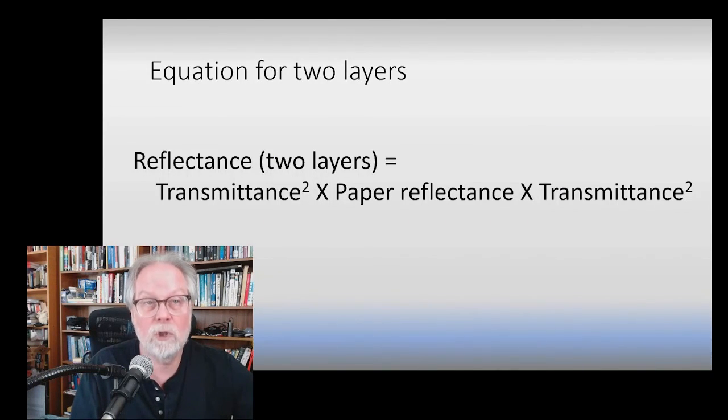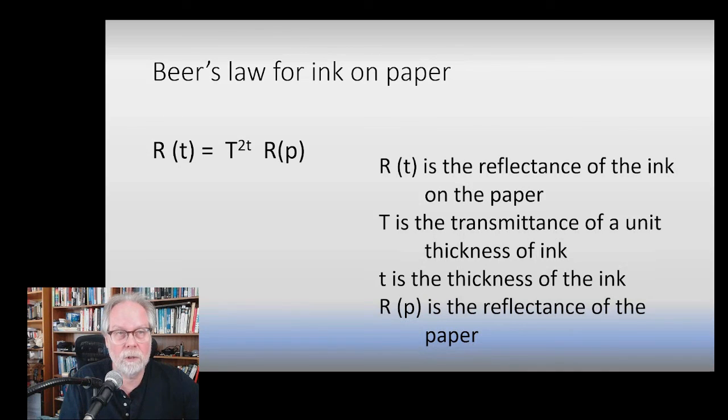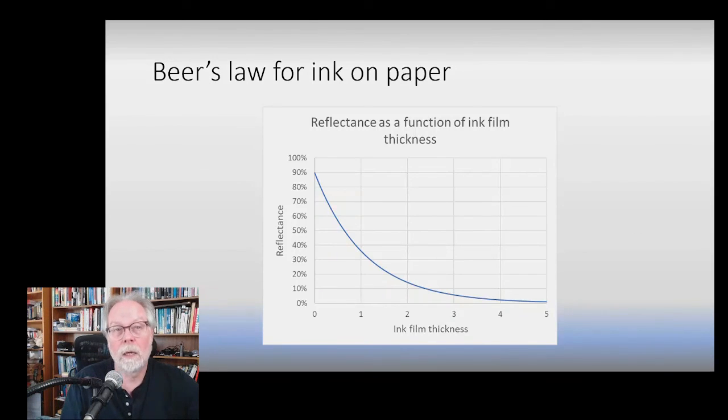So here we see the equation. When we have 2 layers, we have the transmittance squared, in other words, 0.5 times 0.5, which would give us 0.25, times the paper reflectance, times that transmittance squared again. And of course we can simplify that equation: the transmittance to the 4th power times the paper reflectance. This is Beer's law applied to multiple layers of ink film thickness. And for those of you who want to see a general equation, we have the reflectance of the paper multiplied by the transmittance raised to the 2 times the thickness power. And here thickness doesn't have to be 1 or 2, it could be 1.6 or whatever. And we can plot that. We start off with the amount reflected by the paper, and it exponentially decays from there.